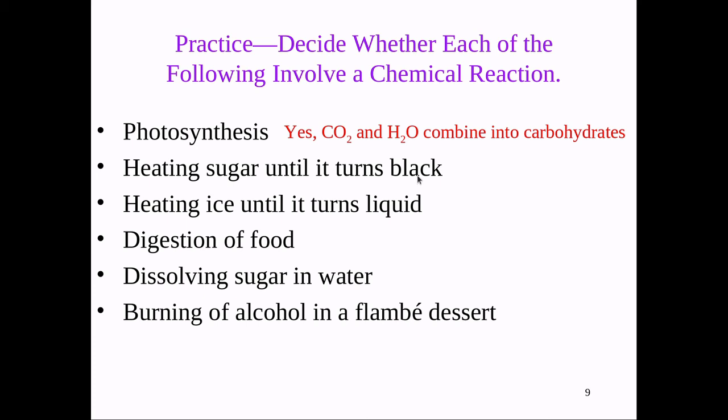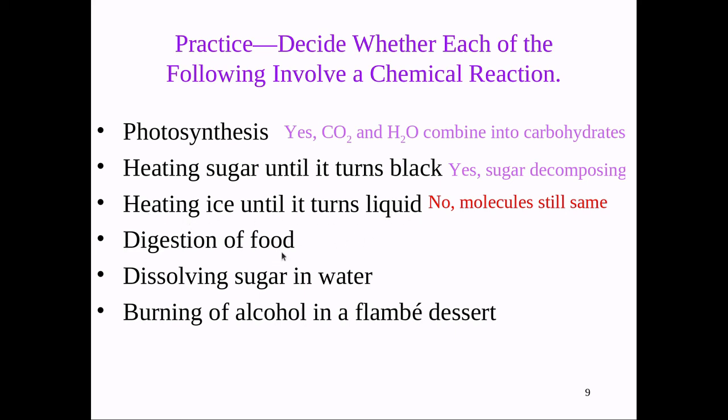Heating sugar until it turns black. Is that a chemical reaction? Yes, that's the sign that the sugar is decomposing. The black material that's left over is carbon that's present in the carbohydrates in the sugar. Heating ice until it turns to a liquid. No, that's not a chemical reaction. The ice is water and the liquid water is water.